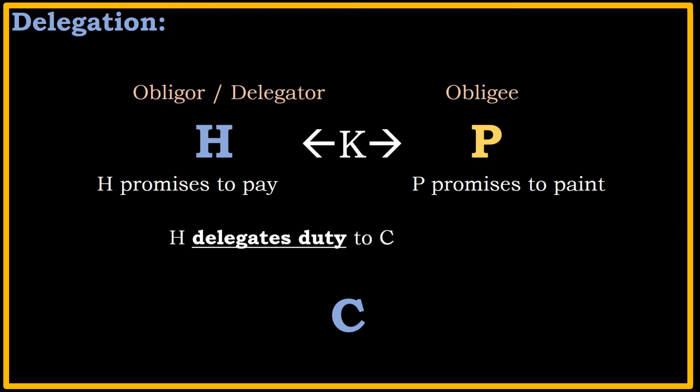Under this version of the fact pattern, homeowner is the obligor. Why? Because the delegated duty is homeowner's duty to pay painter. Painter is the obligee. Homeowner is the delegator. She has delegated her duty to pay to C. And C is the delegate or the delegatee.